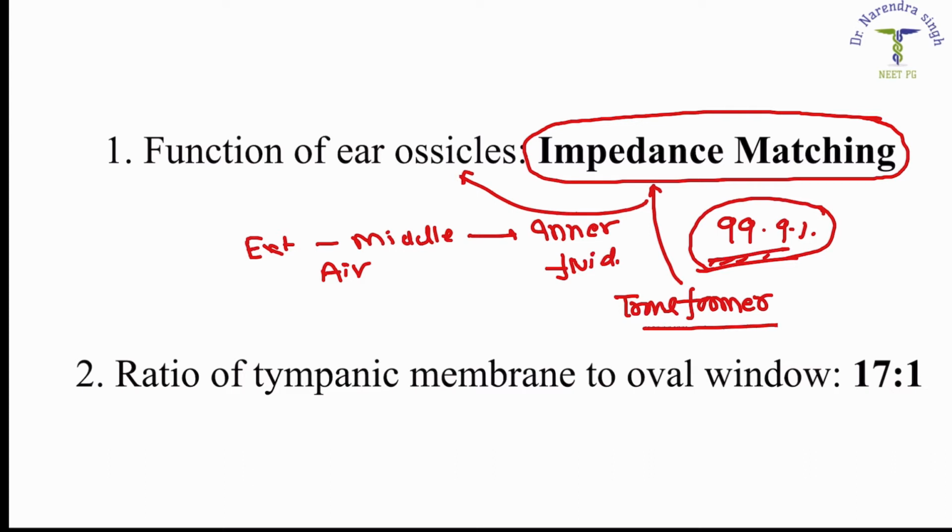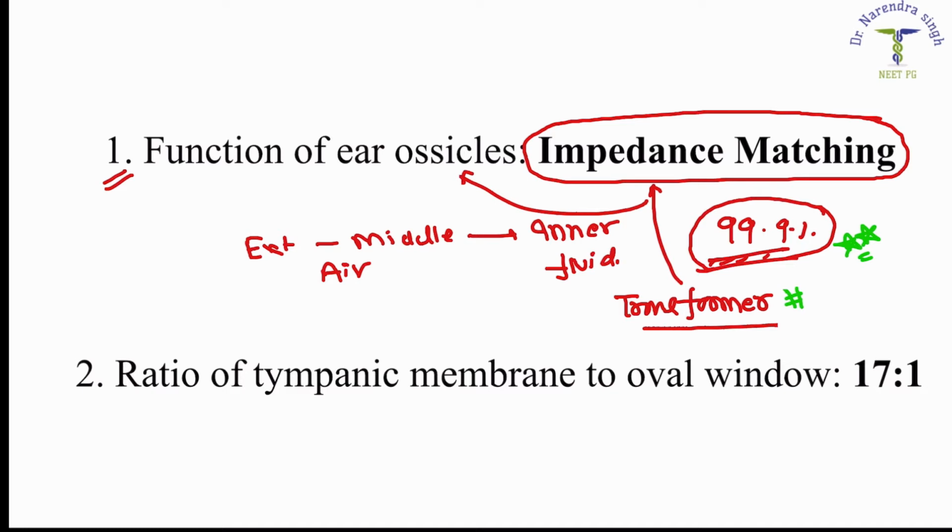This is known as impedance matching, which is due to the change in media between the inner ear and the external and middle ear. So we have to keep in mind the function of ear ossicles: one of the important functions is impedance matching. And the second important point is that 99.9% of the sound transmitted from the middle ear to the inner ear is reflected back. So the transformer of the ear is the middle ear. So there are 3 questions out of 1 question.